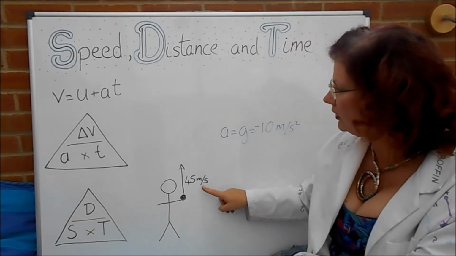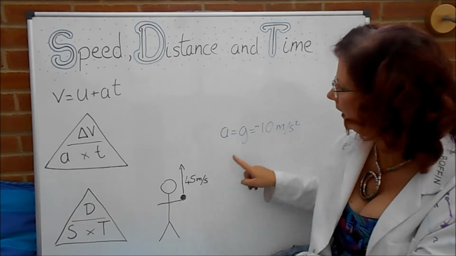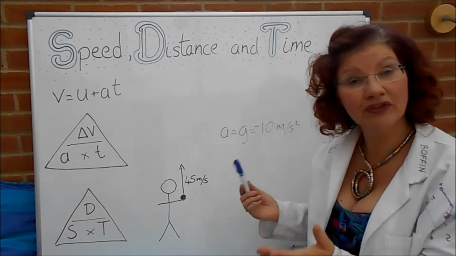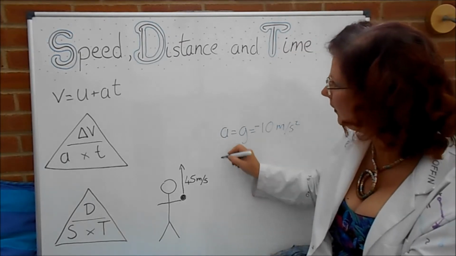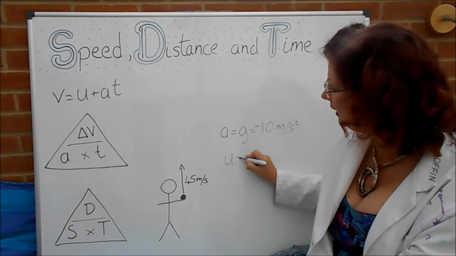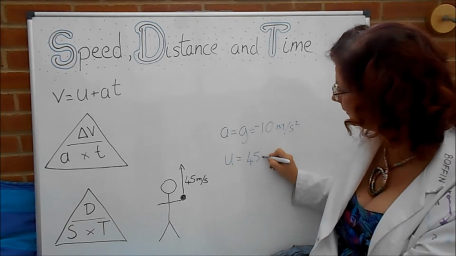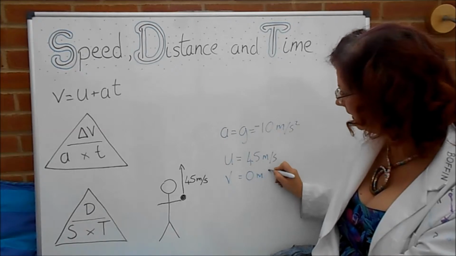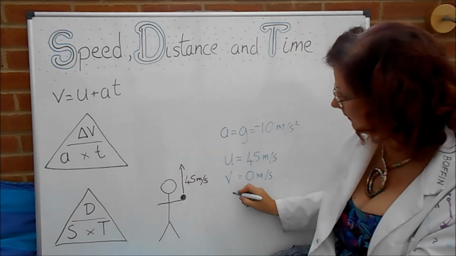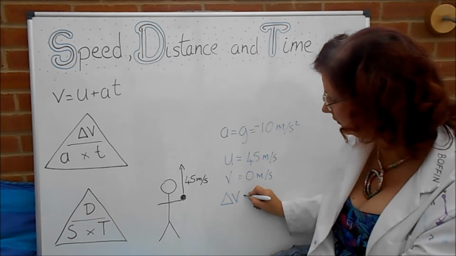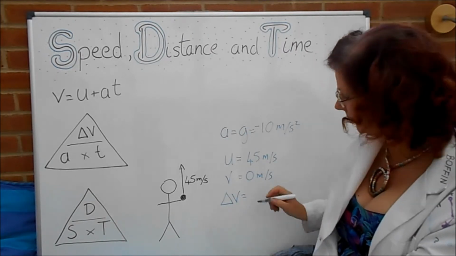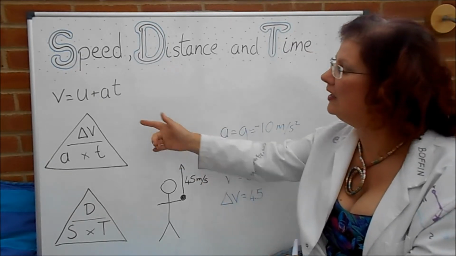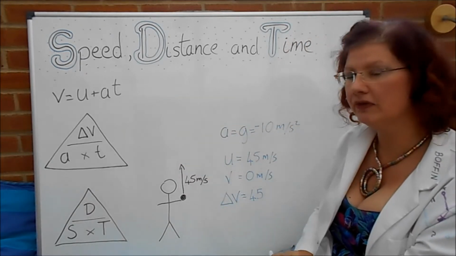So we've got our initial velocity, we've got our acceleration. We know the final velocity as well, because of course the final velocity needs to be 0. So in terms of the u and the v, our initial velocity is 45 metres per second. Our final velocity is going to be 0 metres per second. And if we're doing it in forms of here, our delta v, our change in velocity, is from 45 down to 0, obviously 45.